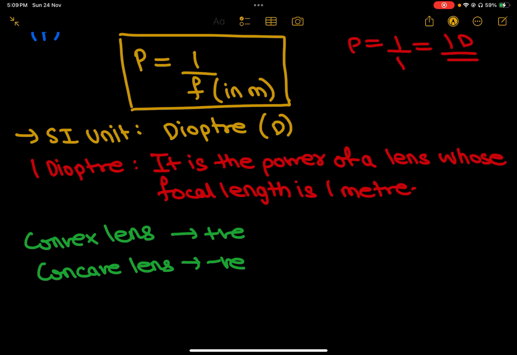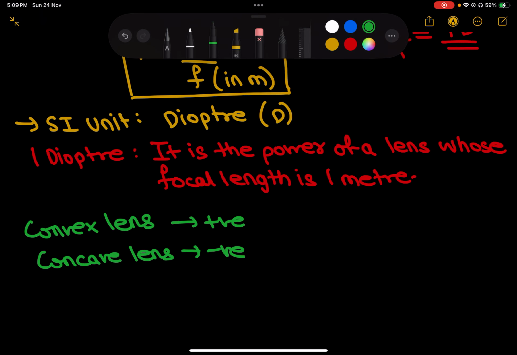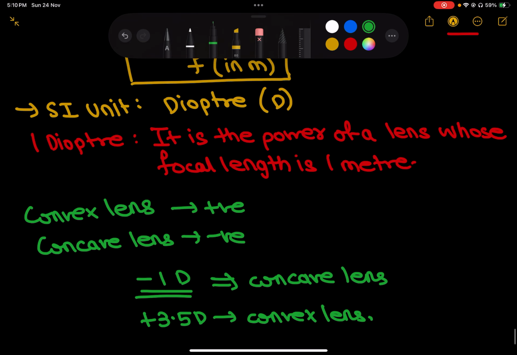Understood? Okay. So, basically, that means, suppose the lens prescribed to a person, glasses, right, if the power is -1 diopter, that means that the lens prescribed is a concave lens. If it is plus 3.5 diopter, that means it is a convex lens. Okay, simple enough to understand, right?